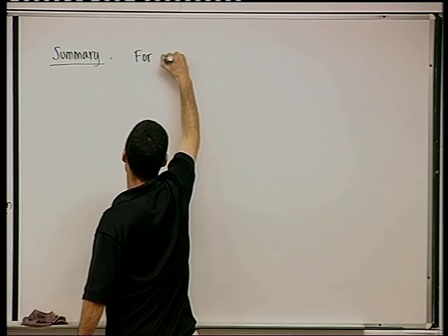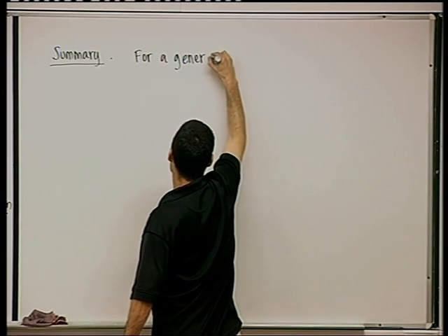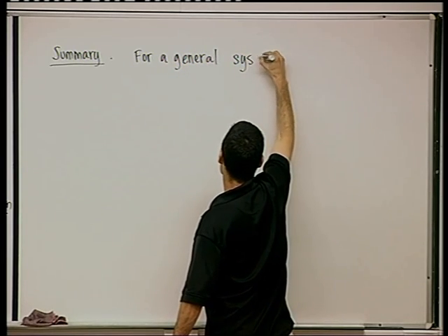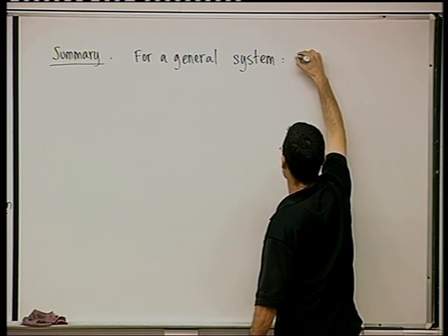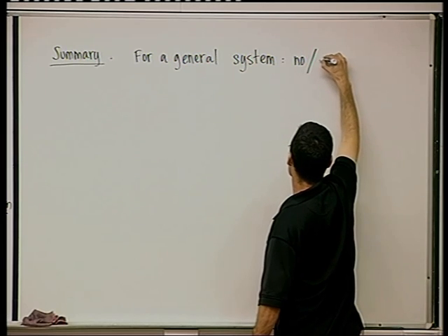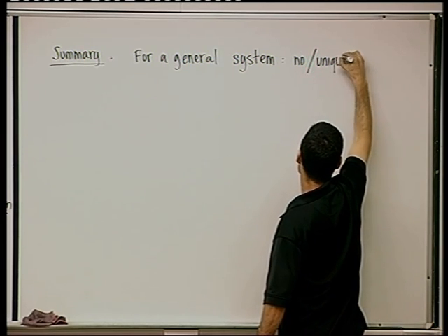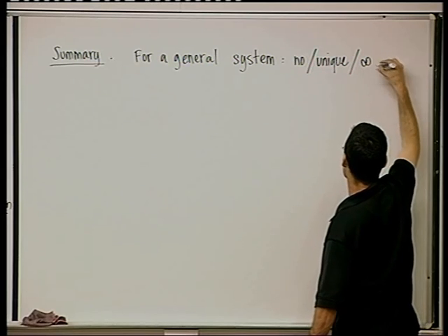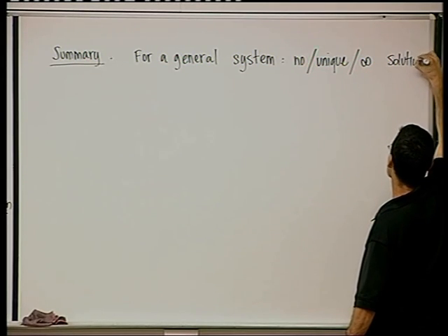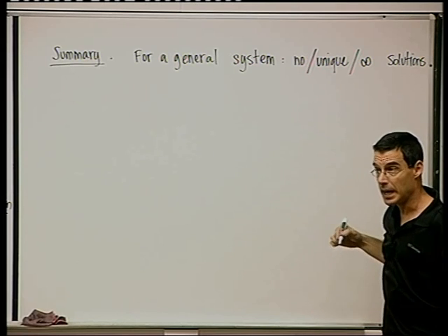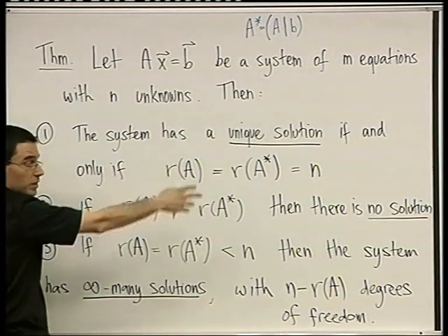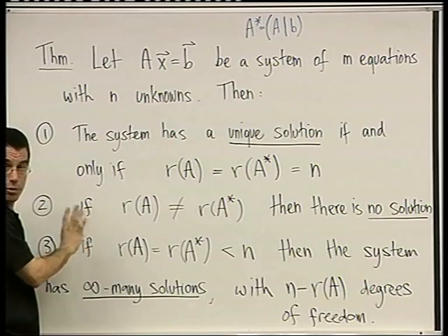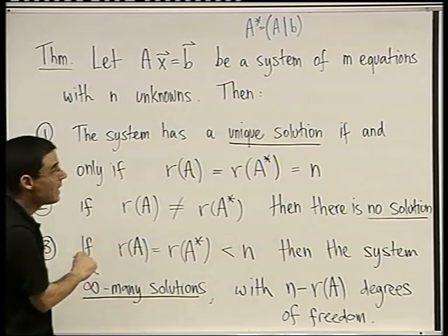For a general system, we can have either no solutions, or unique solutions, or infinitely many solutions. Those are our three possibilities, right? And I even left here on the board the theorem that classifies these three cases according to the rank of the matrix and the augmented matrix and so on, right? Those were the three possibilities, okay?